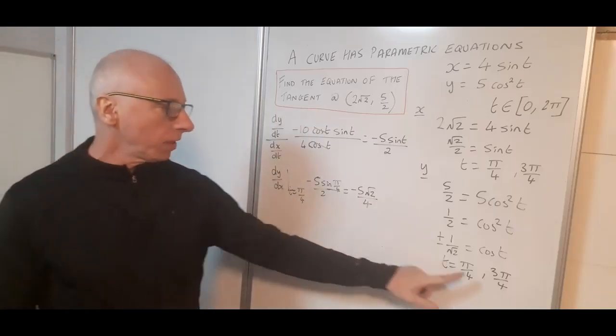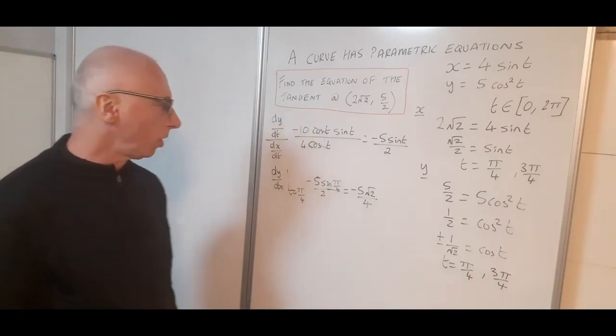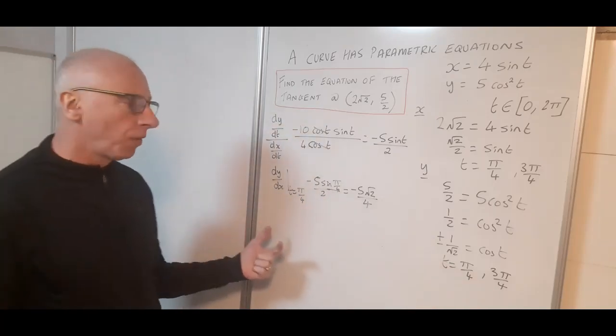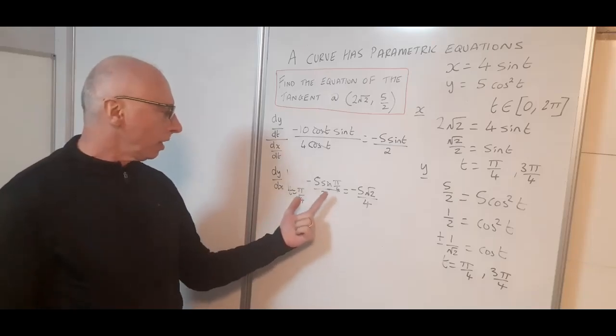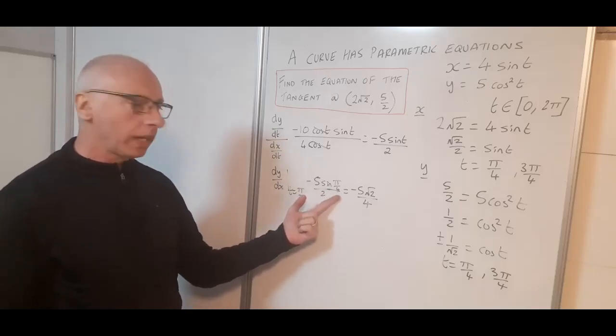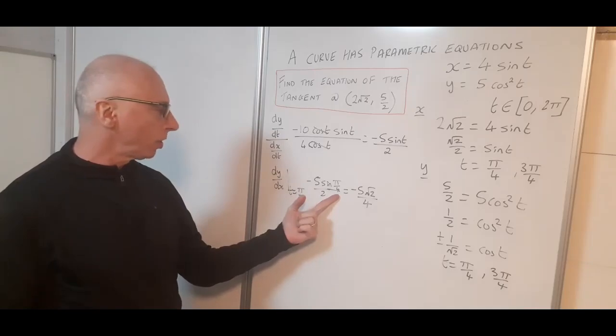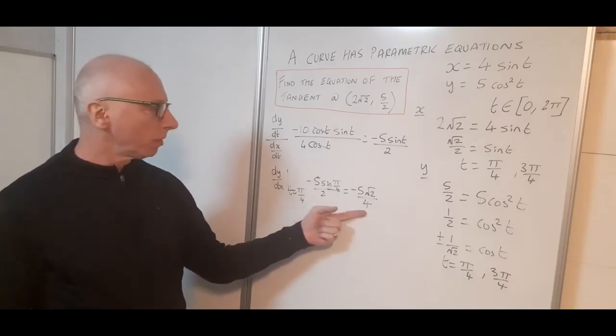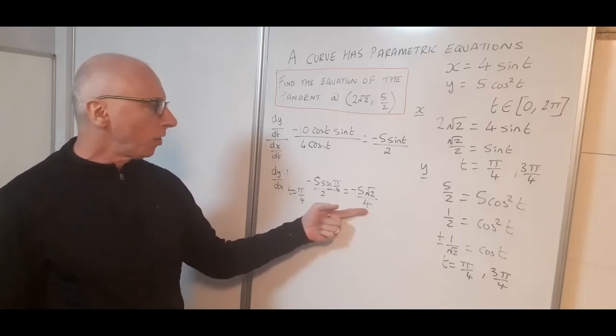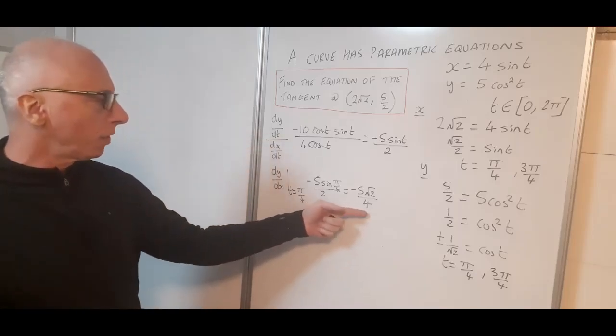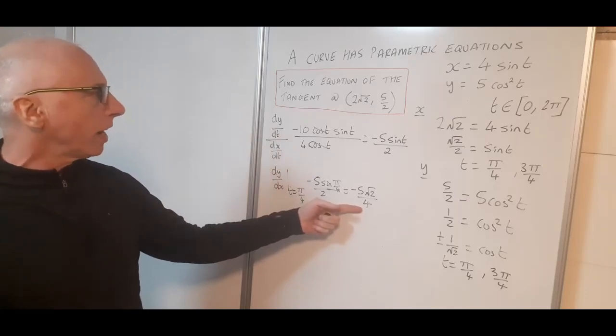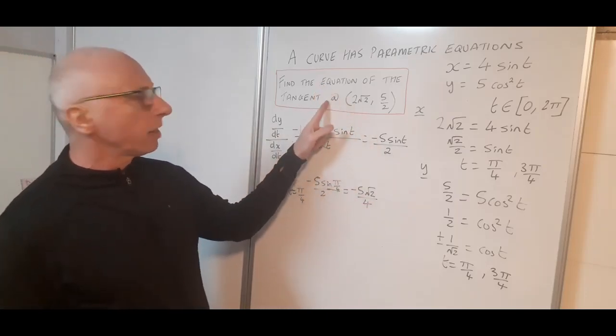So now I want to see if there's any difference at 3 pi over 4. Well, at 3 pi over 4, we can just do that pretty quickly. Sine of 3 pi over 4 is also root 2 over 2. So that's going to give us the same gradient. So therefore, my minus 5 root 2 over 4 is going to be the gradient of my tangent line at this point.